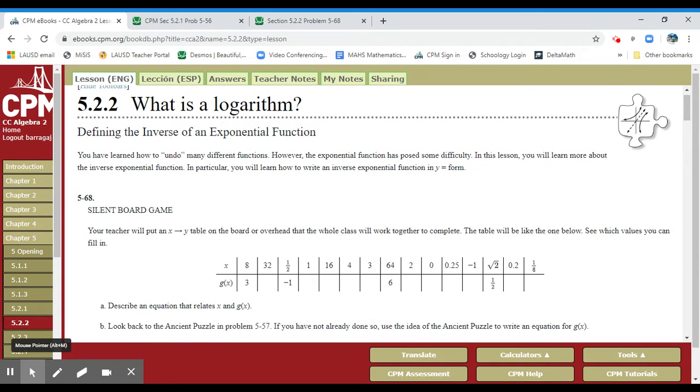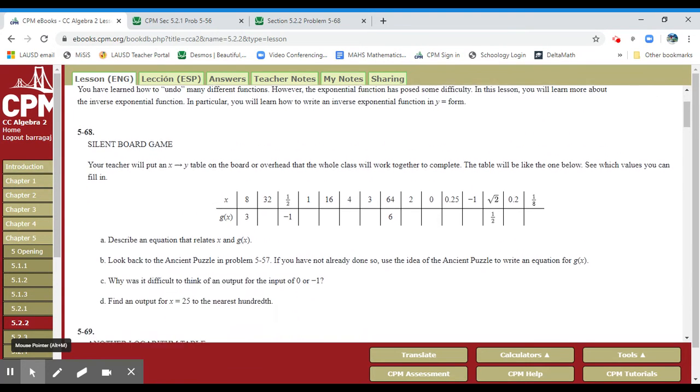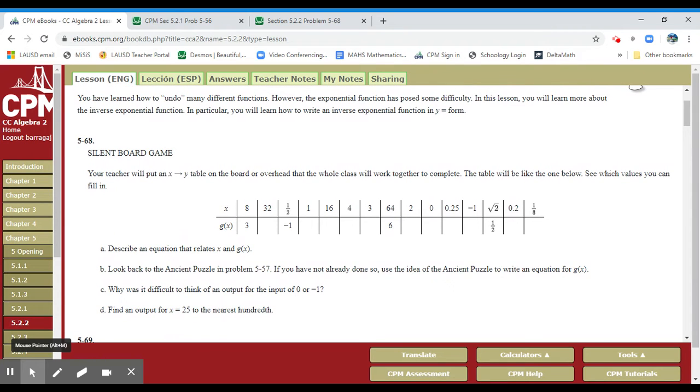The title is, what is a logarithm? Defining the inverse of an exponential function. And we've been talking about exponential functions because we've been talking about exponential growth and decay, very important words that you have probably been hearing a lot on TV or in the news. So take a look at what it says here. Your teacher will put an x, y table on the board overhead that the whole class will work together to complete. The table will be like the one below. See which values you can fill in.